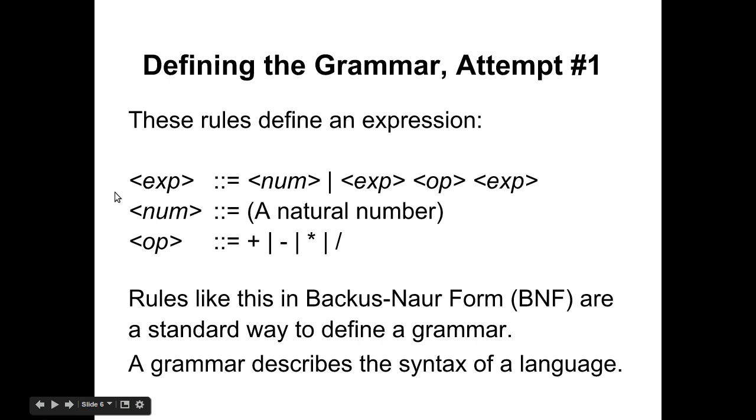Here's the first attempt at a grammar that will define the language of arithmetic expressions. And in this case, we have 3 rules. The first rule defines an expression, which is a string in the language of arithmetic expressions, as being either, that's what this symbol means, a number, or an expression followed by an operator followed by an expression. And in that, a natural number is what we mean by a number. And when we say an operator, we mean either plus or minus or multiply or divide.